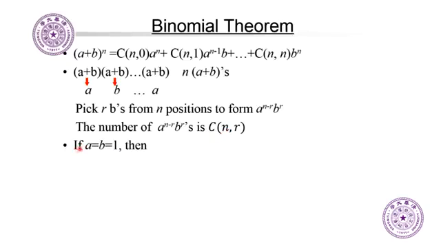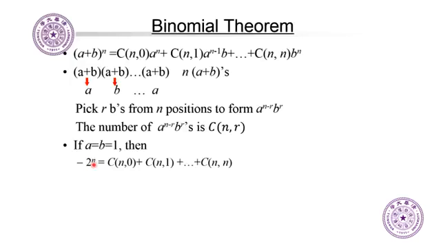Now, assume that the values of both a and b are 1. By substituting them into the formula, we get that C(n,0) plus C(n,1) plus, until C(n,n), is equal to (1 plus 1) to the nth power, which is 2 to the nth power. This is an extension of the binomial theorem.